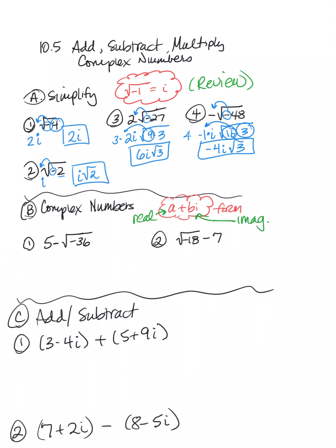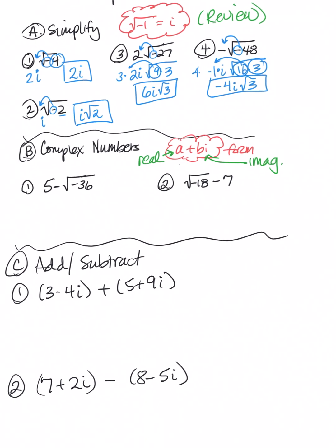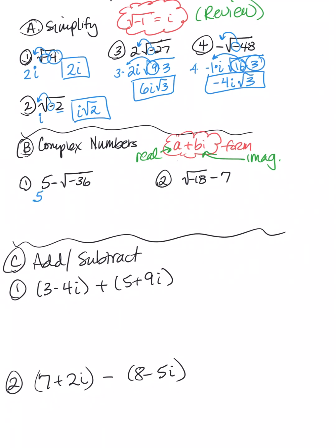Let's look at number 5. As we simplify this down, I'm going to leave the 5 alone for now, leave the negative alone. I can take that negative out as an i. Then I'm left with 36. Square root of 36 is 6, so it's 6i. So I would leave my answer like this, 5 minus 6i. The imaginary is in the back, the real part's in the front.